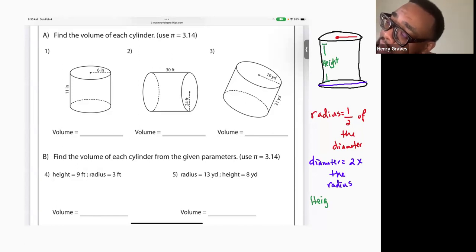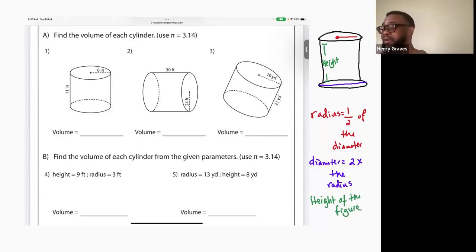Now, here's the formula. I'm not going to go into details of how I derive the formula because, frankly, that's calculus work, and y'all are only 8th grade.